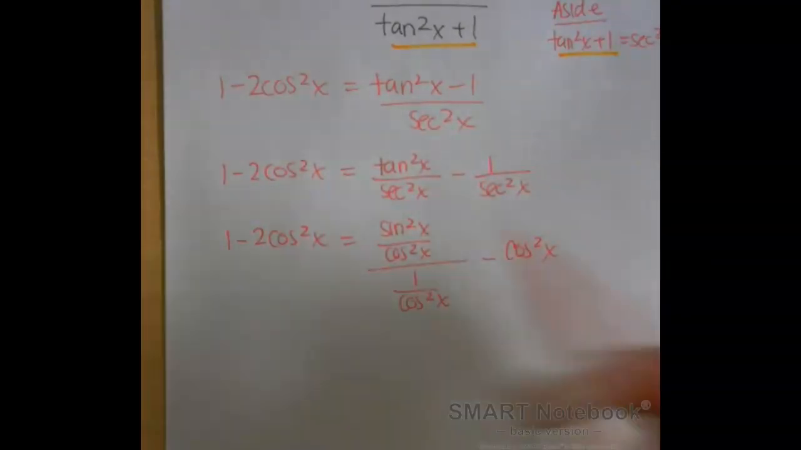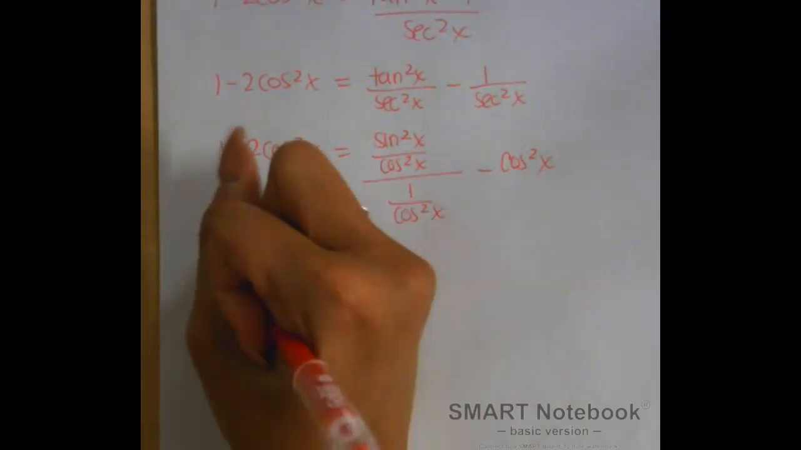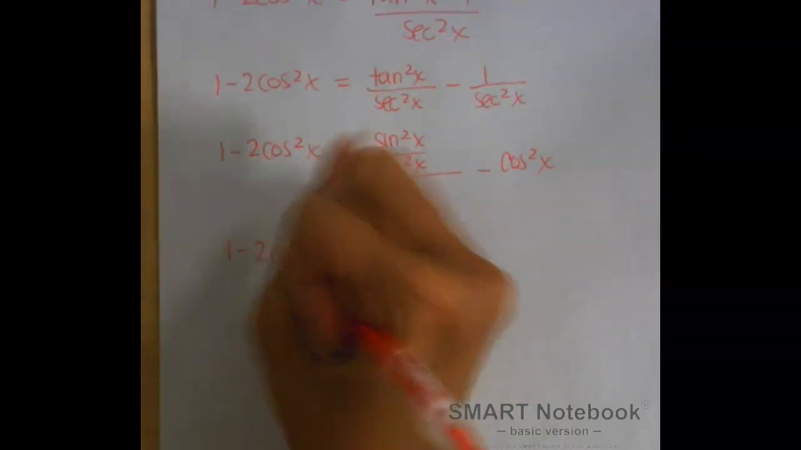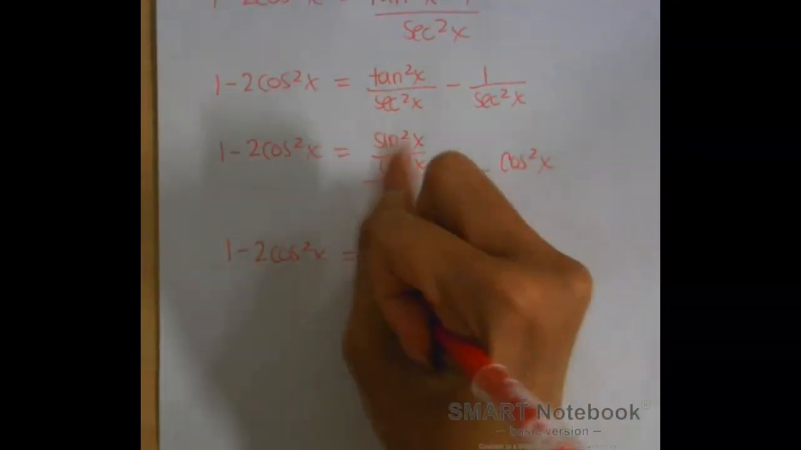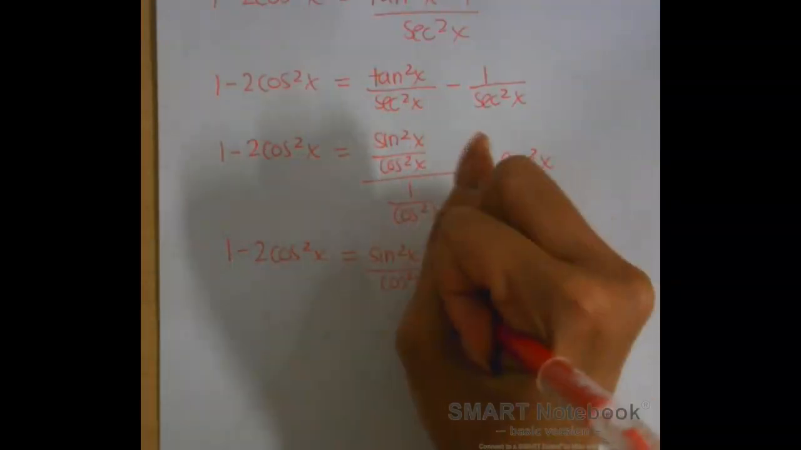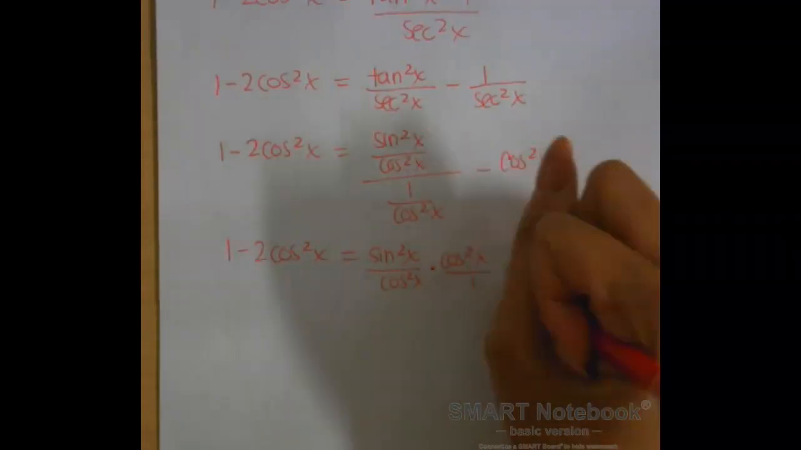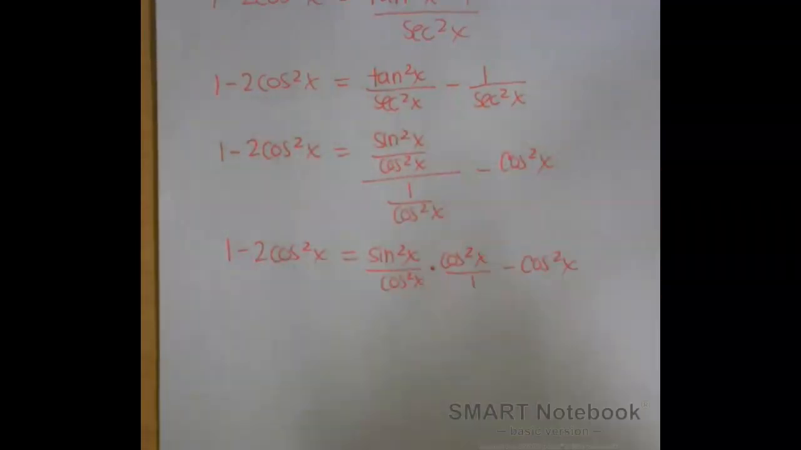What do you think I'm going to have you do with this first fraction? Keep, change, flip. So we're going to write this as 1 minus 2 cosine squared x equals, we're going to keep the numerator the same, change the division into multiplication, and then flip that fraction in the denominator. And you're going to subtract that cosine squared x. See if you can figure out what to do from here.